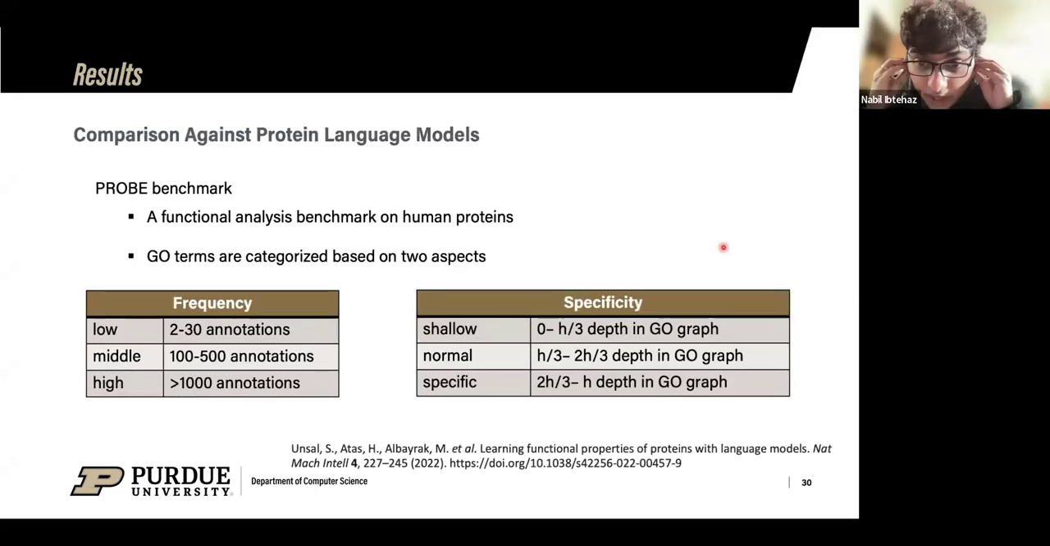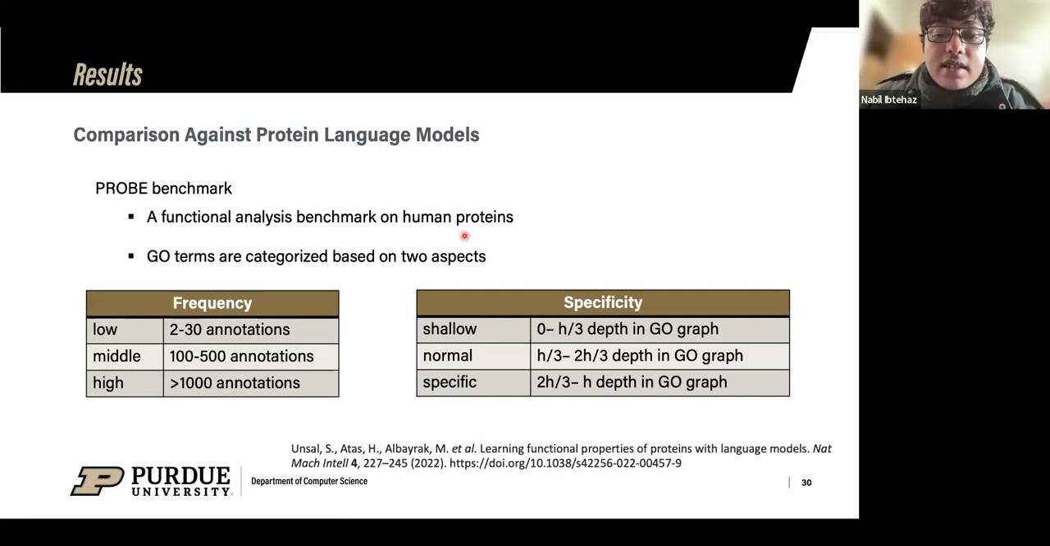So we have developed a representation for the proteins, but we need to compare it with protein language models, since now, from unsupervised learning on millions of protein sequences, we have very strong embeddings for proteins. And in order to assess our quality, we considered the PRO benchmark, which was published in Nature Machine Intelligence recently. This is a functional benchmark analysis on human proteins, and they collected all the human proteins from SwissProt.